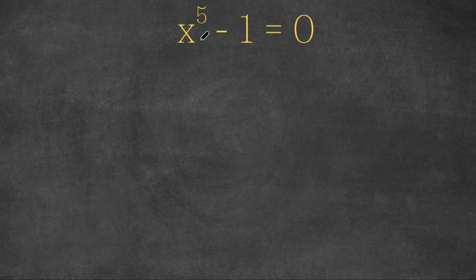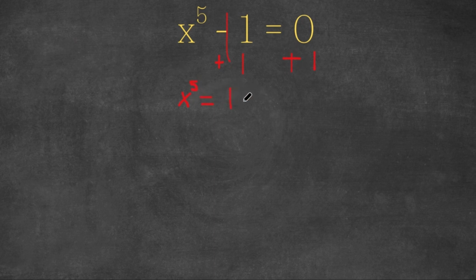So we have x to the power of 5 minus 1 equals 0. Well, our first step is to isolate x, right? We want to get it by itself. So to do that, we need to get rid of this negative 1 here. So we need to get it to the other side, and how we're going to do that is we're going to add 1 on both sides. So these two would cancel out because negative 1 plus 1 is 0, so this would leave us with x to the power of 5 equals 0 plus 1 is 1.